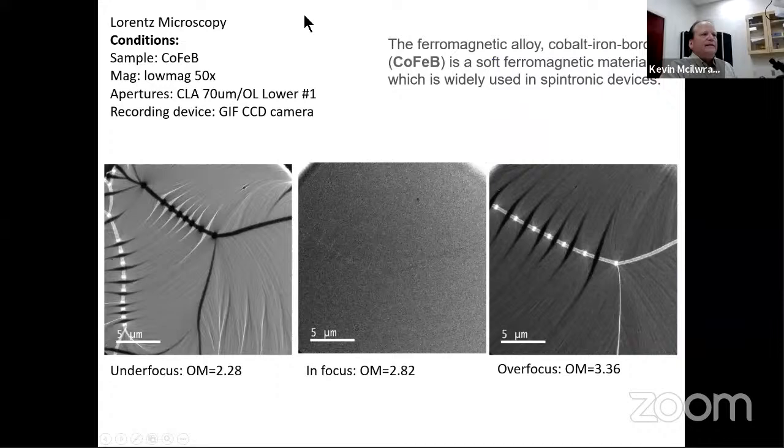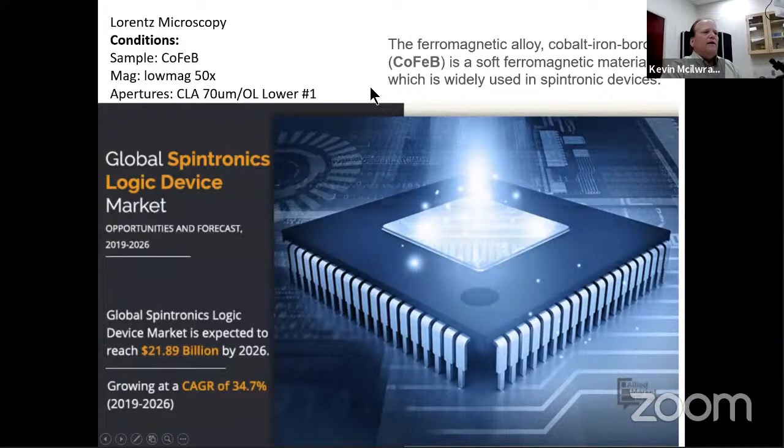And now we look at another ferromagnetic sample, cobalt iron boride, which is a ferromagnetic material. We look at the Lorentz, and you look at low mag. When microscopes are in low mag, the objective lens is off. So if you have a higher mag range you can go to, you can look at magnetic domains. And what uses this type of thing is spintronics, a very huge market, almost $22 billion.